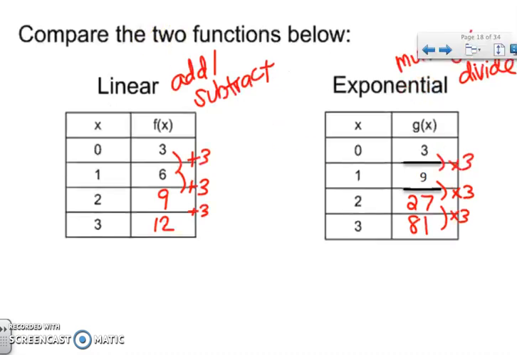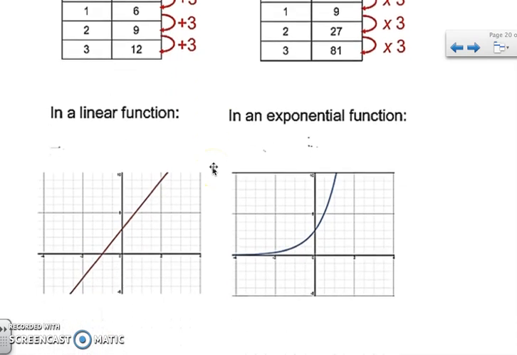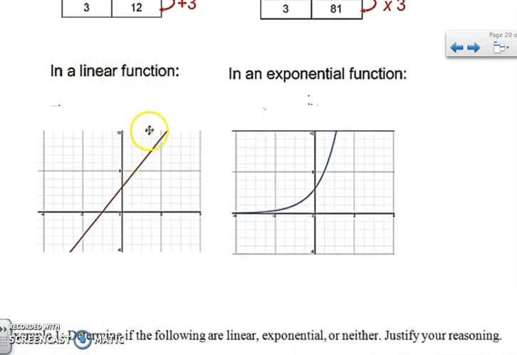So let's go to the next page. So I just talked about this for you right here. We completed that table. Here's another picture. A linear function we know is going to be a straight line. Exponential is going to have a curve, and it's going to curve up or it can curve down.